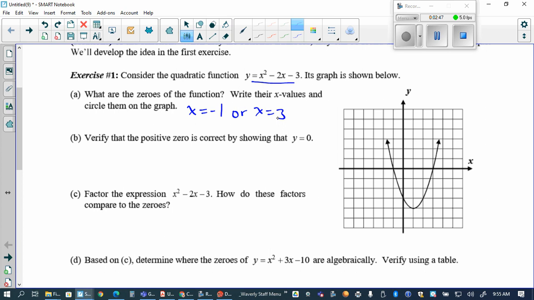It's because it's a parabola, not because I used the word or. Remember, we've had stuff with 2 solutions, right? You don't want to say x equals -1 and x equals 3. Do you remember why not? Yeah, because x can only take on one value at a time. So you use the word or in between.